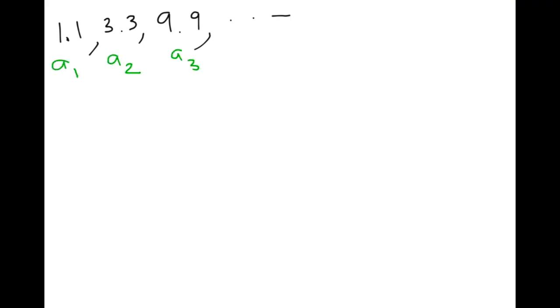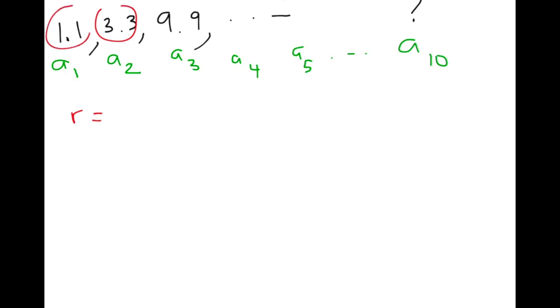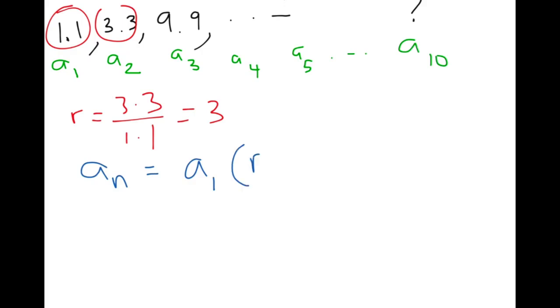Now what is going to be element number 10? Obviously you can tell that the common ratio is what? So this number divided by this number, 3.3 divided by 1.1 is 3. So the formula says A_n is equal to A_1 times the common ratio to the n minus 1 power.